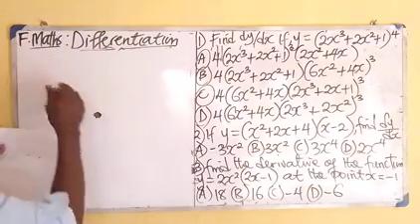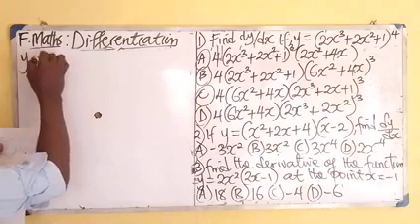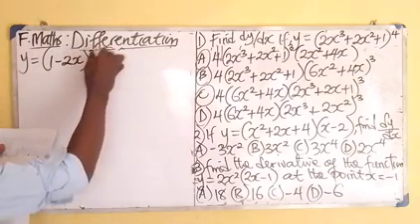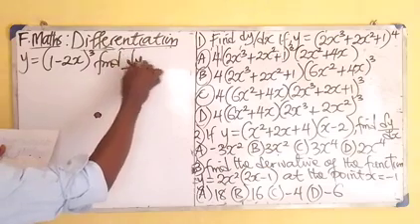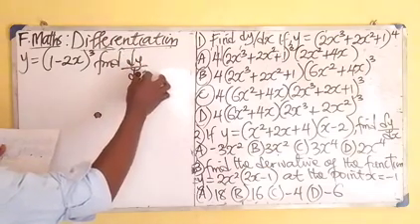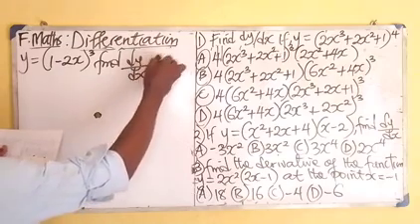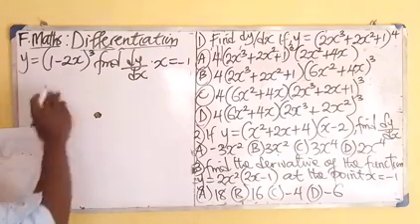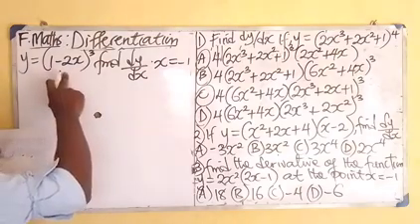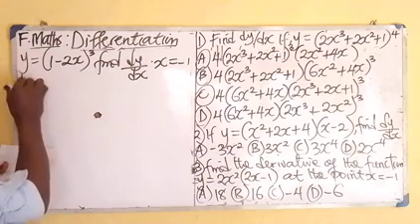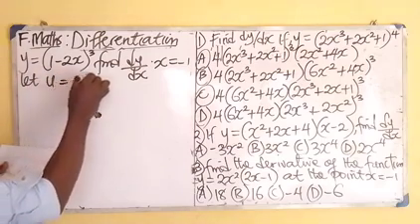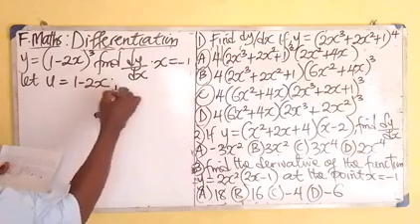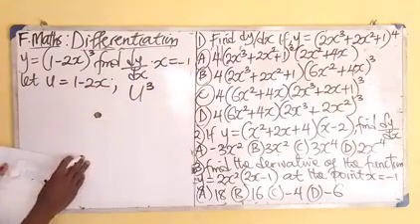Then we have, it says if y equals open bracket 1 minus 2x raised to power 3, find dy over dx when x is equal to what? Minus 1. Find dy over dx, meaning you have to differentiate this. The same step is to be taken. So let u equal to what? 1 minus 2x. Right? Therefore, I'll have u raised to power what? 3. True or false? True.